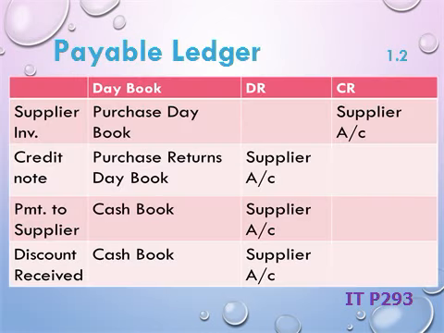When a supplier invoice is received and entered in the purchase day book, it is a credit in the relevant supplier account in the payable ledger. When a credit note from a supplier is received and entered in the purchase returns day book, it is a debit in the relevant supplier account in the payable ledger. When a payment is made to a supplier and entered in the cash book, it is a debit in the relevant supplier account in the payable ledger. When a discount received is entered in the cash book, it is a debit in the relevant supplier account in the payable ledger.